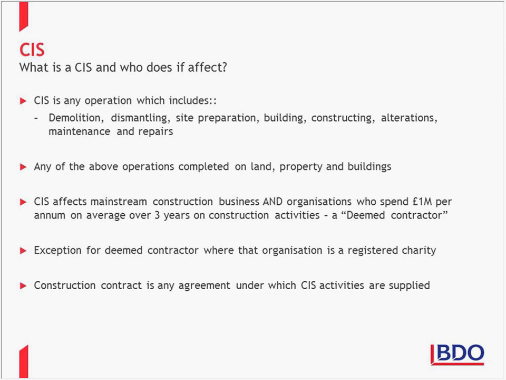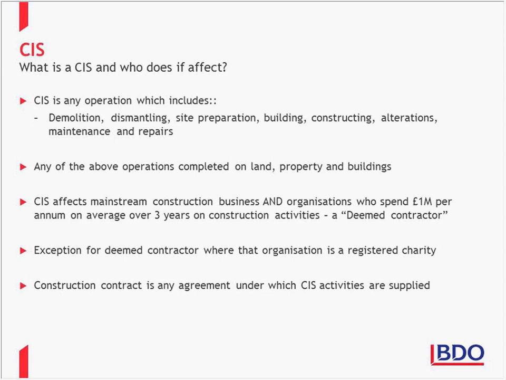A construction operation, or commonly referred to as services within the scope of CIS, are works which involve the demolition, construction, alteration, repair, maintenance or site preparation completed on land, property or buildings. It's obvious what is a construction operation, but there are areas where it's quite unclear. And so legislation and guidance is our primary starting point for determining if any services commissioned are within the scope of CIS.